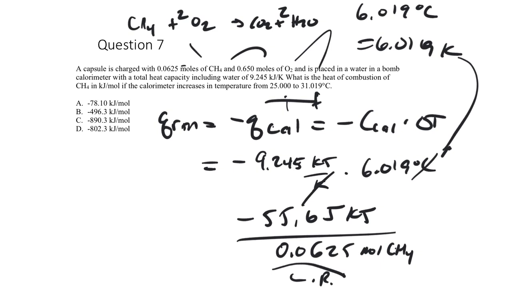And so CH4 plus 2O2. So clearly oxygen's in excess here, and CH4 is our limiting reactant. And so if we divide by 0.0625, we get negative 890, so minus 890.3 kJs.